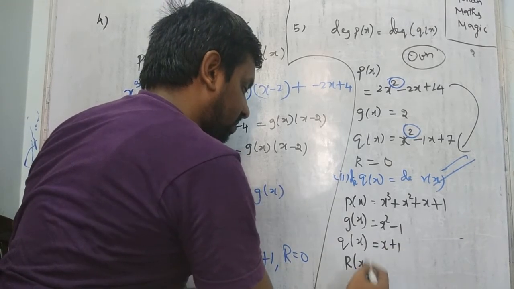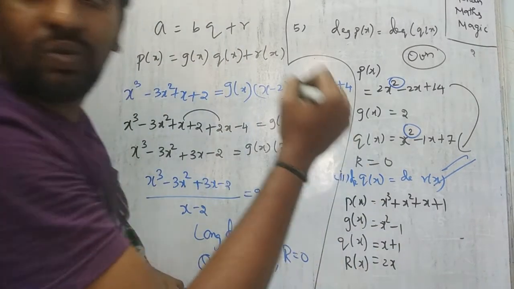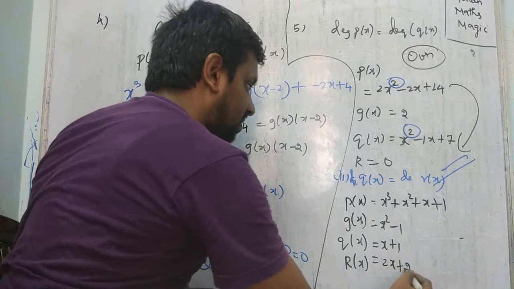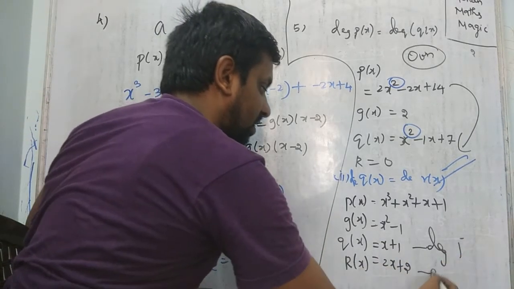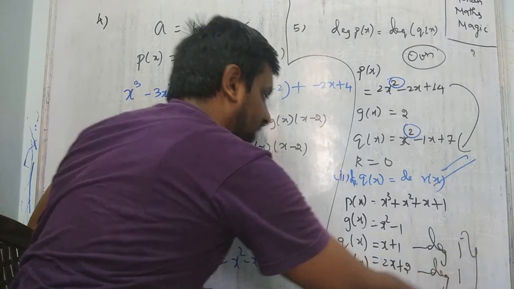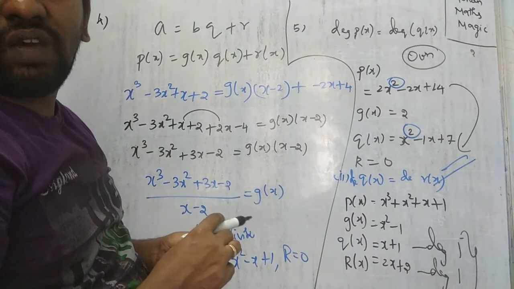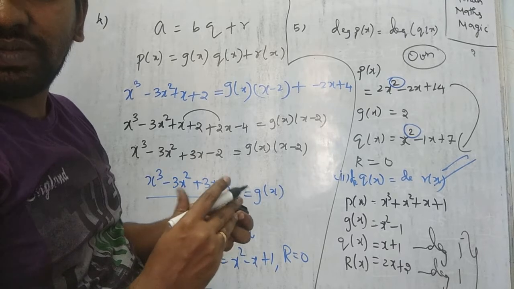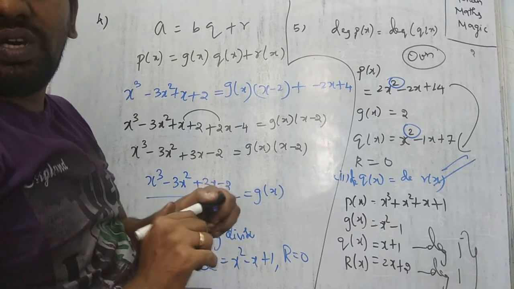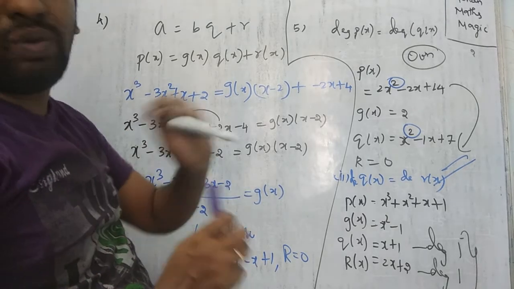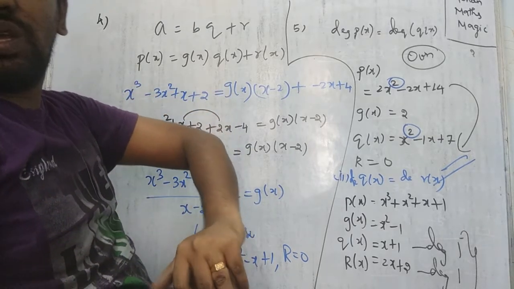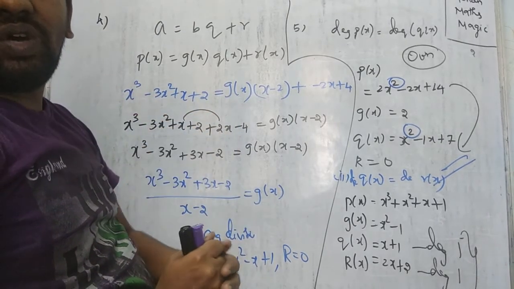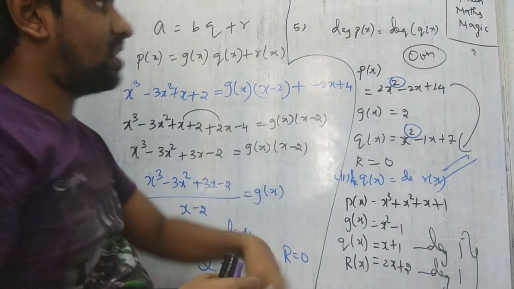The remainder r of x is 2x plus 2. Now check: what is the degree of q of x? It is 1. And the degree of r of x is also 1. Both are the same. For the third one, create a polynomial where the remainder is 0 and the degree is equal. This is possible when the product has degree equal to the degree of p of x, with a constant 2. Okay, you create the third one.